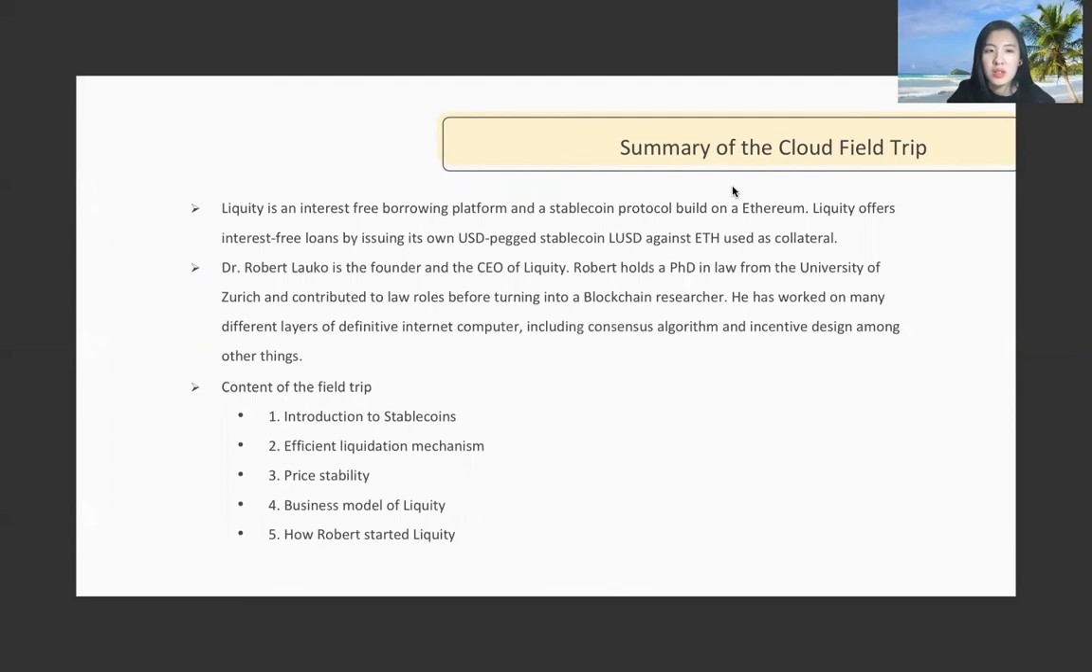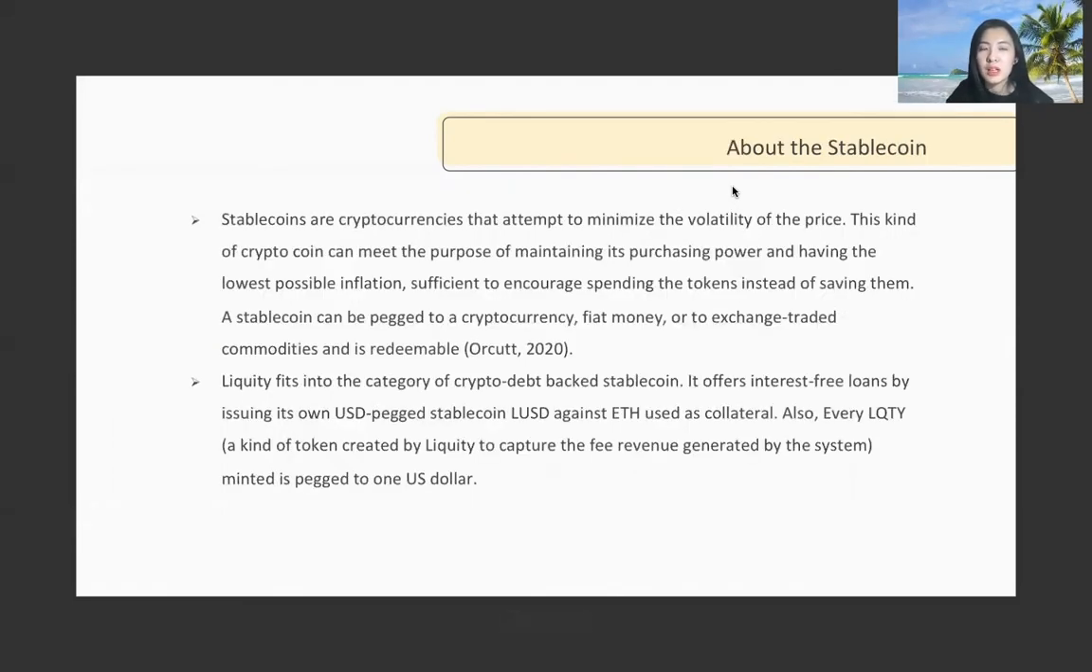It was founded by Dr. Robert Lauko. Stablecoins were the main theme in his presentation. Stablecoins are cryptocurrencies that attempt to minimize price volatility. This kind of crypto coin can maintain its purchasing power with the lowest possible inflation, sufficient to encourage spending the tokens instead of saving them. A stablecoin can be pegged to a cryptocurrency, fiat money, or exchange-traded commodities, and is redeemable.